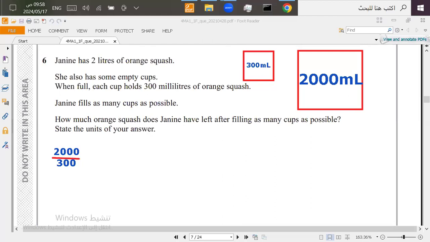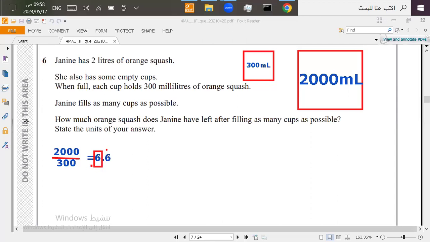So when we divide this 2000 by the 300, it will give me 6.6, and the 6 is a recurring number. So 6.666. This means a full 6 cups. I'm not focusing on the decimals. I focus on the whole number only because I need full cups. So it means 6 full cups, and this is the rest.